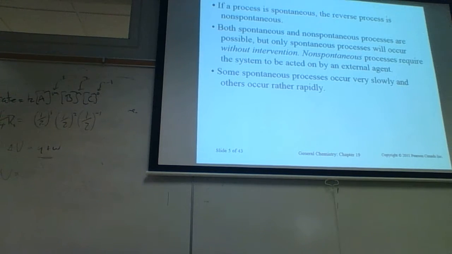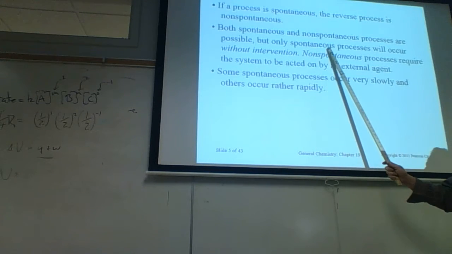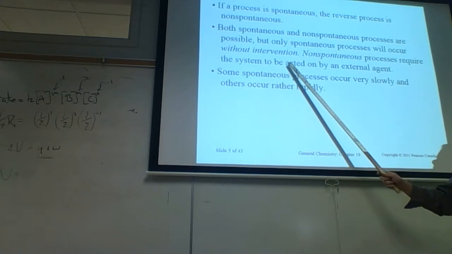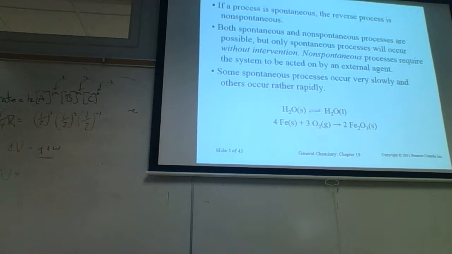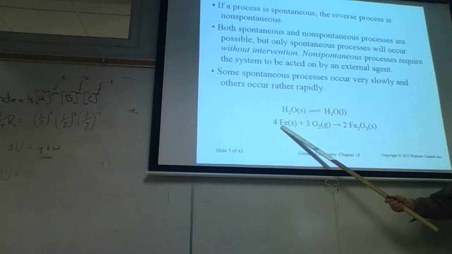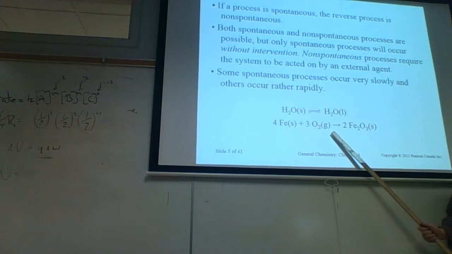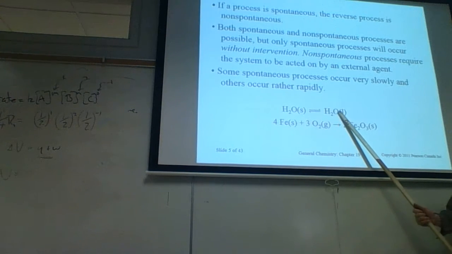Briefly, this is kind of a long slide, but basically, spontaneous processes will occur without intervention. Non-spontaneous ones require intervention. That's what I call the driving force. It doesn't tell us the speed. Both these processes are spontaneous, but the kinetics are quite different. Here, ice melting at room temperature. Here, iron rusting at room temperature. This reaction is extremely slow, but both of these have a driving force associated.